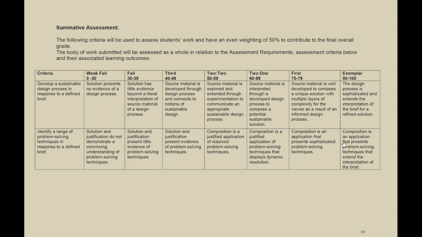Composition is an application that presents problem-solving techniques that extends the interpretation of the brief. Very exciting here. So an example of something like this would be what Hyatt Denim in West Wales do. They have like a no-wash club.